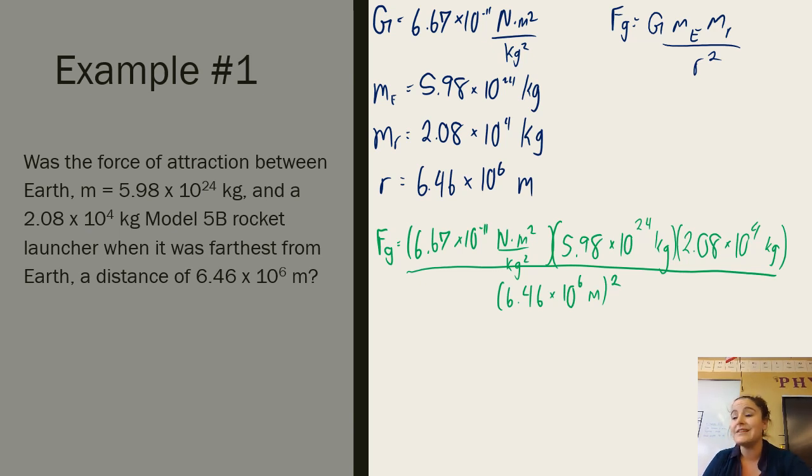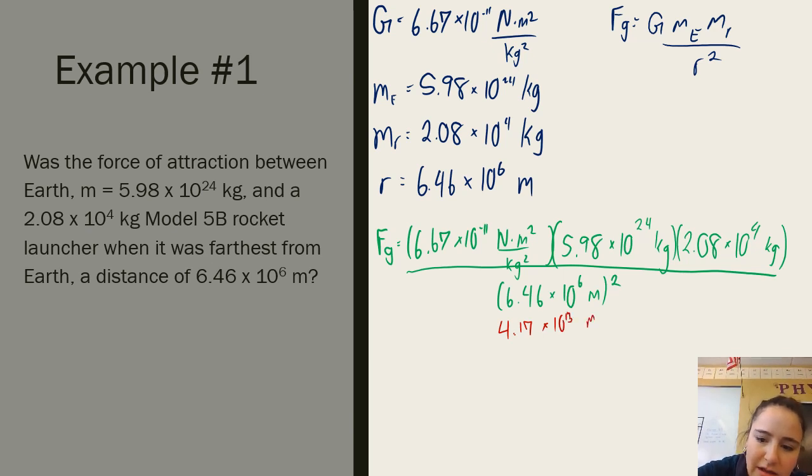Okay, now this is a lot of big numbers and a lot of scientific notation. Make sure you can plug scientific notation into your calculator. What I often do is I plug in the bottom first, because that's the squared one. So 6.46 times 10 to the 6th squared. And when we do that, I'm just going to do this off to the side in a different color, we'll do red. That comes out to 4.17 times 10 to the 13th meters squared.